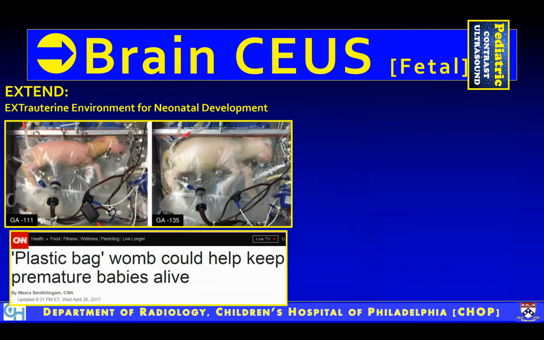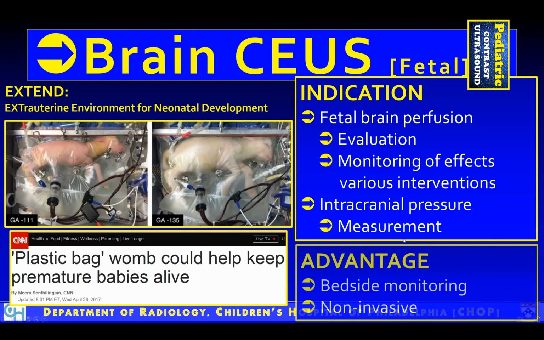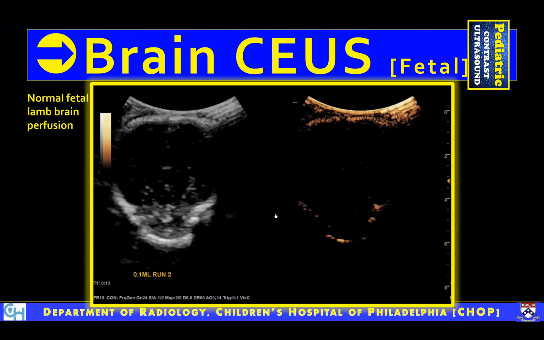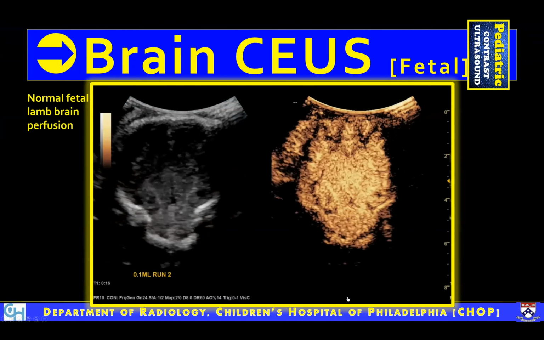Furthermore, we also use it to evaluate the brain. Here also in this setup, and this is with the idea to monitor effects of various interventions. And also now we're working on measuring the intracranial pressure with contrast ultrasound. Again, the advantage is that we can do it in the future on the bedside and also as a non-invasive method. Here is an example of normal fetal lamb brain perfusion. You see it's homogeneous.